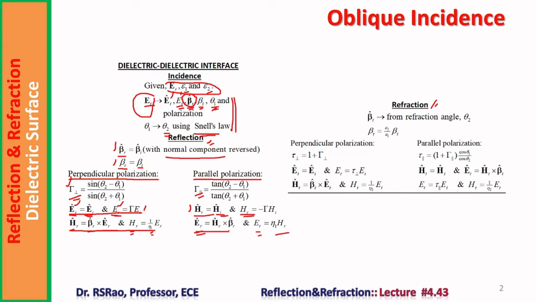Fields in the reflected wave are now known, either for the case of perpendicular polarization or for the case of parallel polarization. Now we consider refraction, the refracted wave. The propagation vector, or direction of propagation of the refracted wave, can be obtained from the refraction angle theta 2.